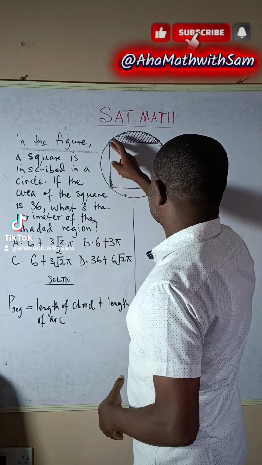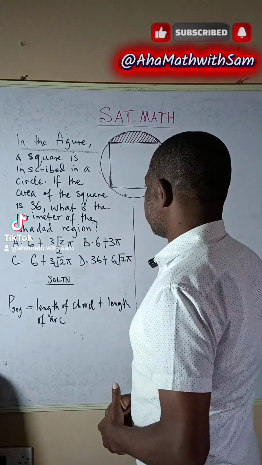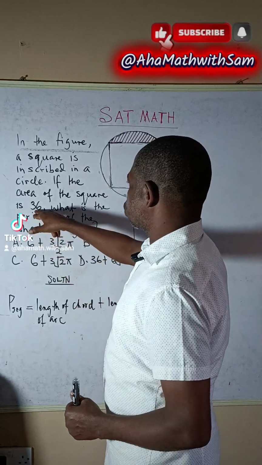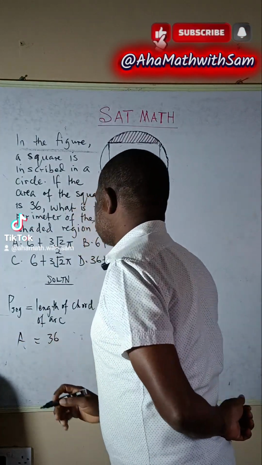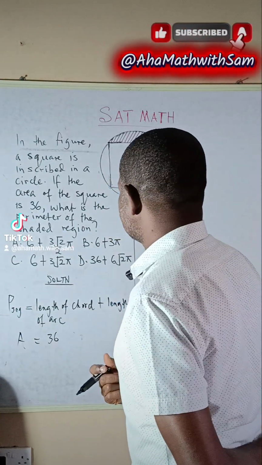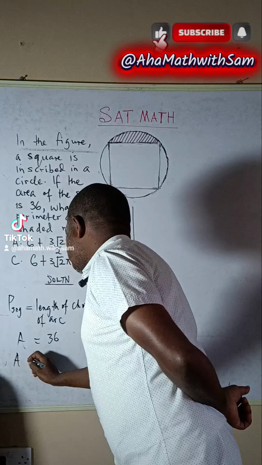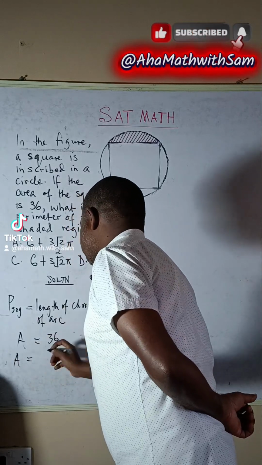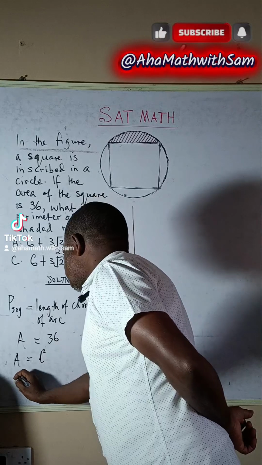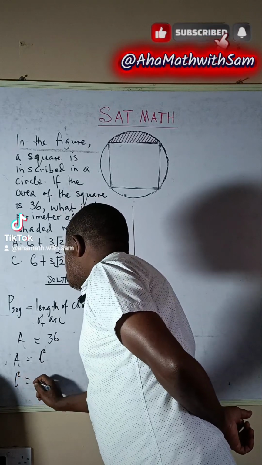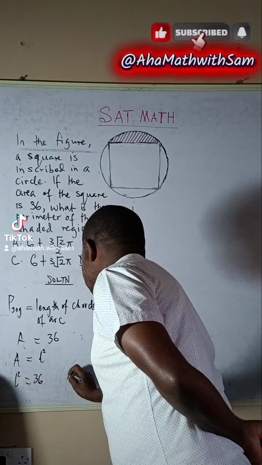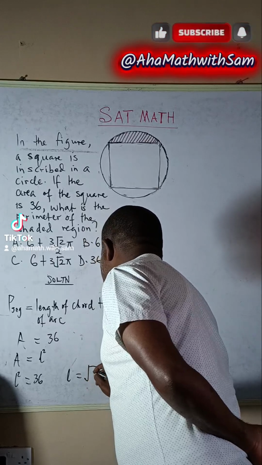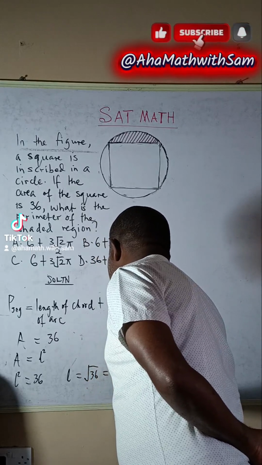So what we need to do is find the length of the square. We are told that the area of the square is 36. Area of square is 36 square units. The formula for finding the area of a square is area equals length times length, or length squared. What that means is that length squared is equal to 36. And we take the square root of both sides to find the length. So the length is equal to square root of 36, which is 6.